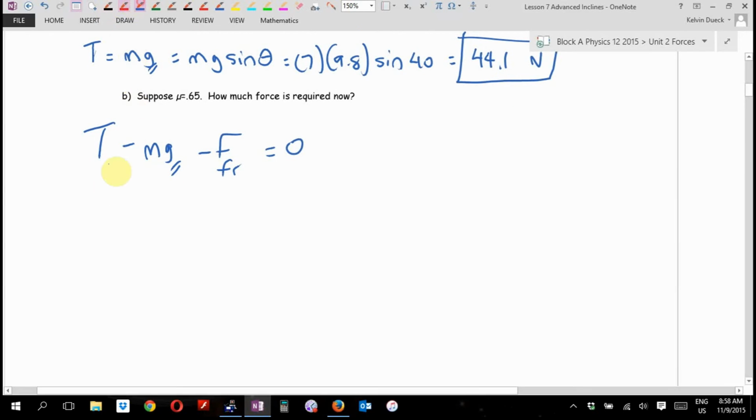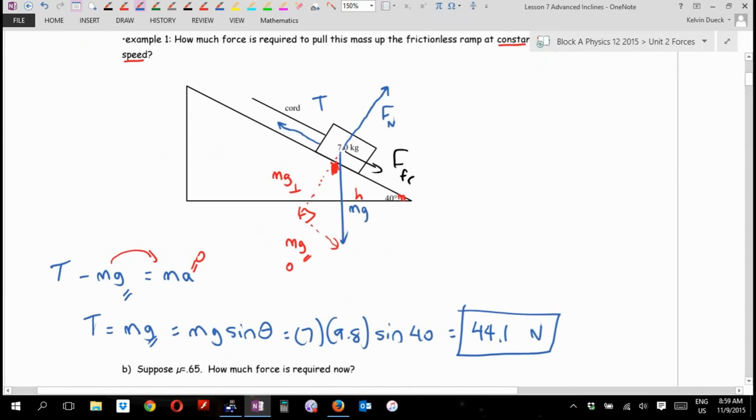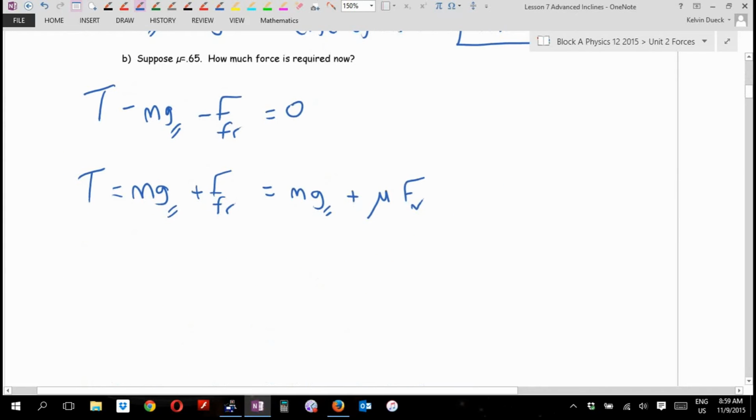Good. So if I hear you correctly, tension is going to be mg parallel plus friction, which is what times what? Mu times the normal force. I don't know the normal force. Oh, but look. I know another force on my diagram that's the same size as the normal force. Which one? Don't be saying no mg, because it ain't. Mg perpendicular. So I'm going to get this: tension equals mg parallel plus mu mg perpendicular.